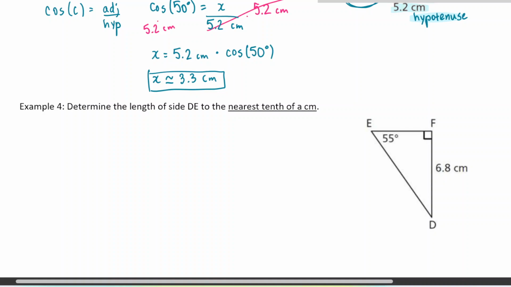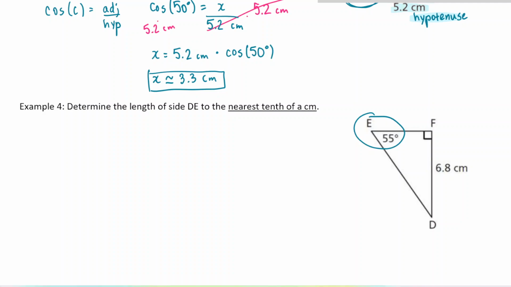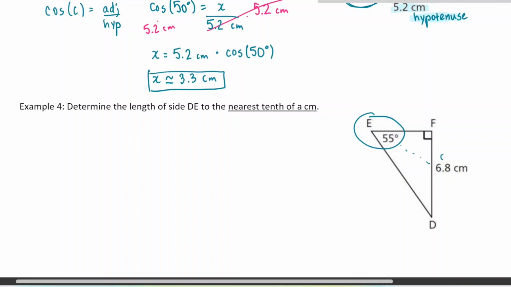You can pause the video here if you want to try it on your own, or you can do it along with me. Okay, so we are given angle E here. So that's our important angle, so everything that we label is going to be based on that. Step one is always label your triangle. Across from angle E, that's called the opposite side. This is the adjacent side here, right next to angle E. And then the longest side is the hypotenuse.